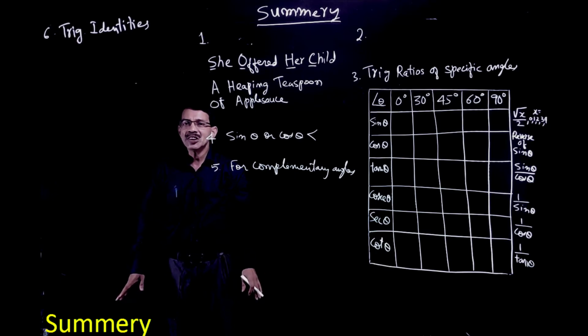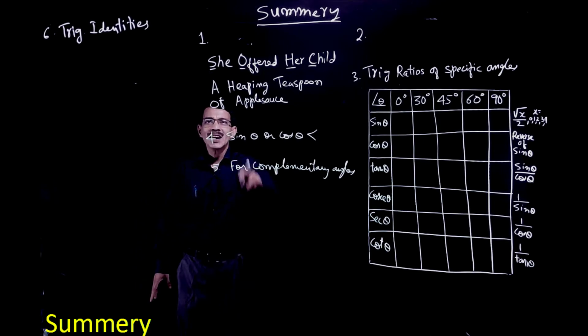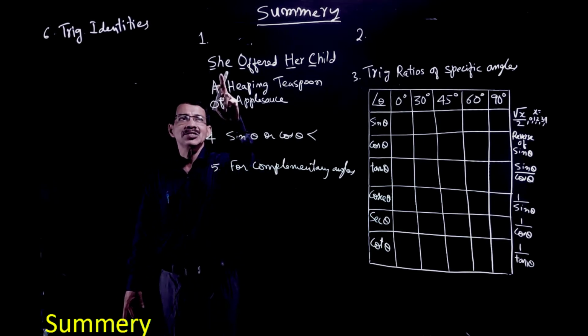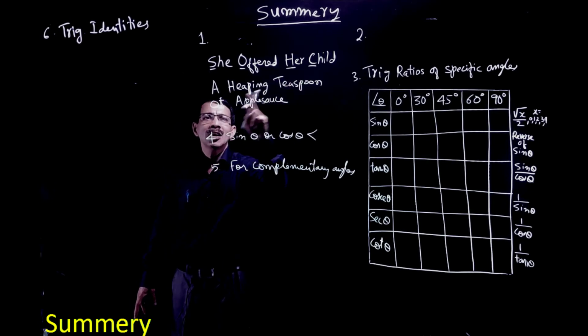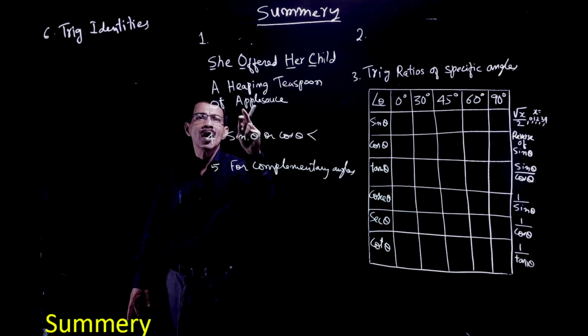In this video, we will summarize all that we have studied in trigonometry. Now, the first part is how to remember the trigonometric ratios. For that, you have to remember this sentence: She offered her child a heaping teaspoon of applause.